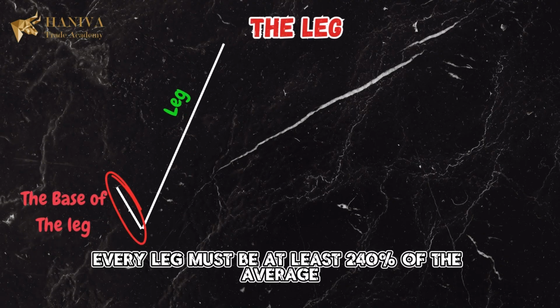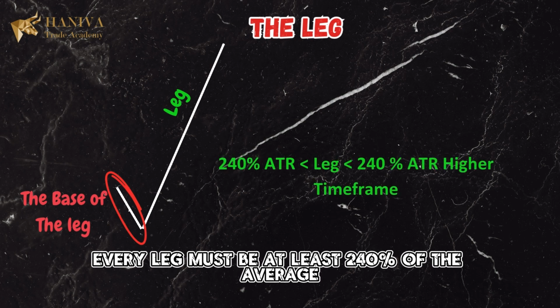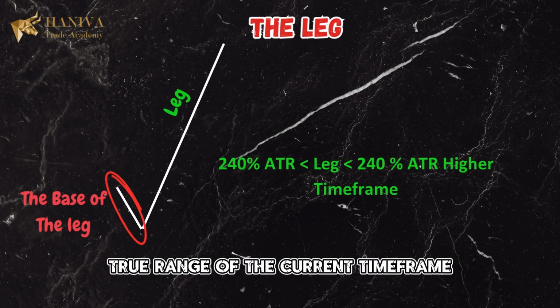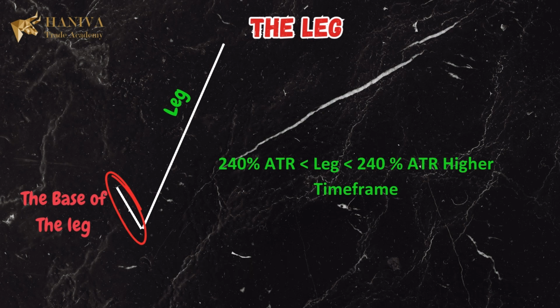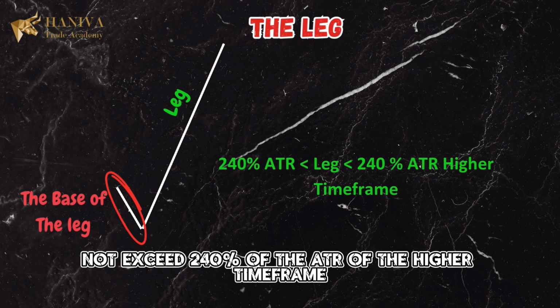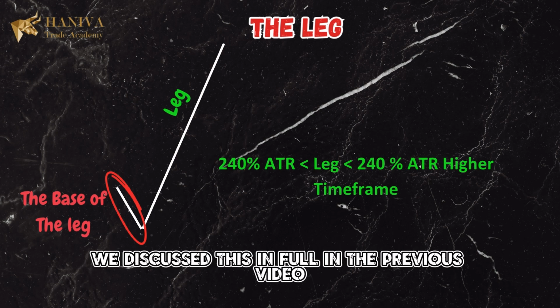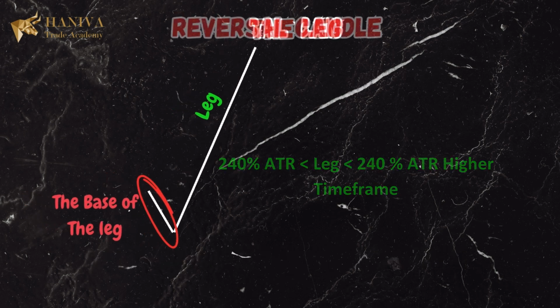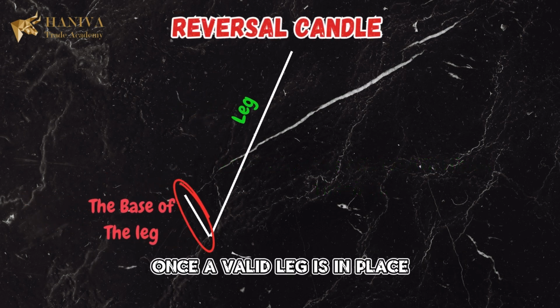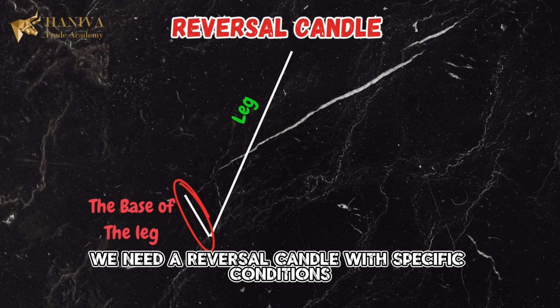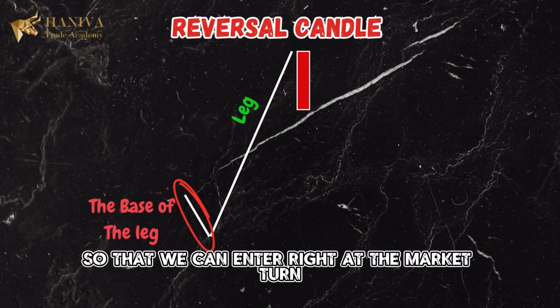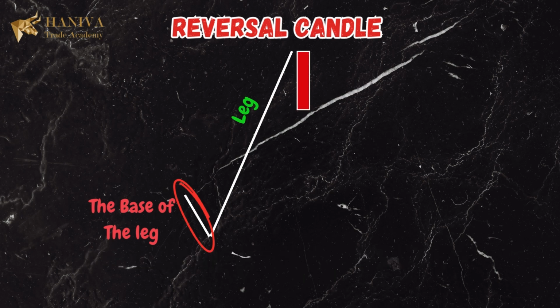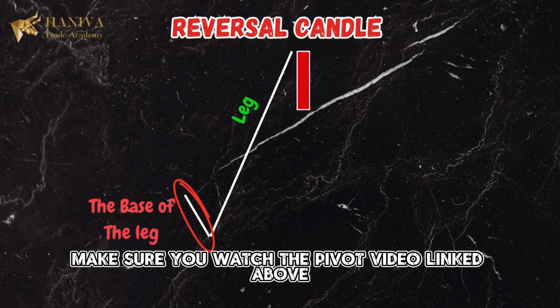Every leg must be at least 240% of the average true range of the current time frame to be considered valid. Its maximum length should not exceed 240% of the ATR of the higher time frame. We discussed this in full in the previous video. Once a valid leg is in place, we need a reversal candle with specific conditions so that we can enter right at the market turn. Make sure you watch the pivot video linked above.